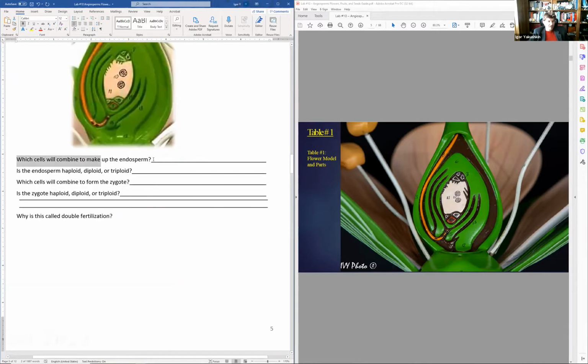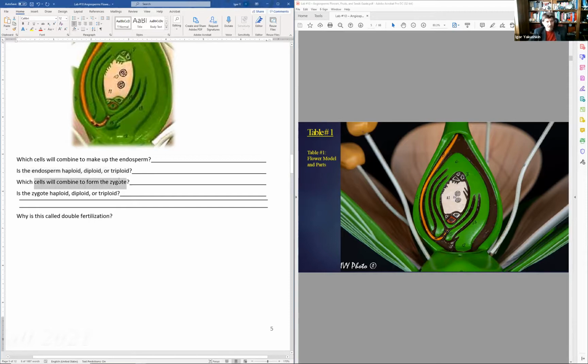Which cell will combine to make up the endosperm? The central cell and the sperm. Is the endosperm haploid, diploid, or triploid? The central cell has 2 nuclei, also known as the polar nuclei, right? Because they're on the opposite poles of the central cell. And then we're adding another nucleus from the sperm. Each one of them is haploid, so 1N, 2N, 3N. So it will be triploid.